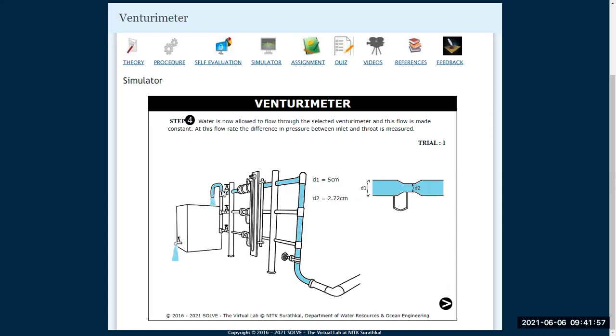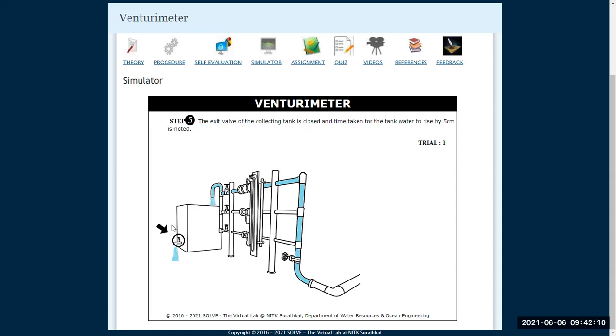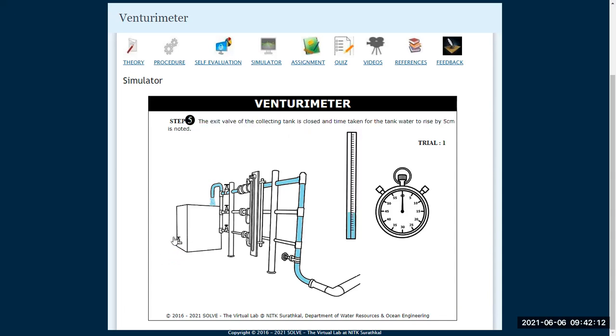Now you can see the water is flowing through the venturi meter and getting collected in the collecting tank. This is the collecting tank, and you have an exit valve for the collecting tank. The next step is to close this exit valve. See here, if you click on this, you close the exit valve.